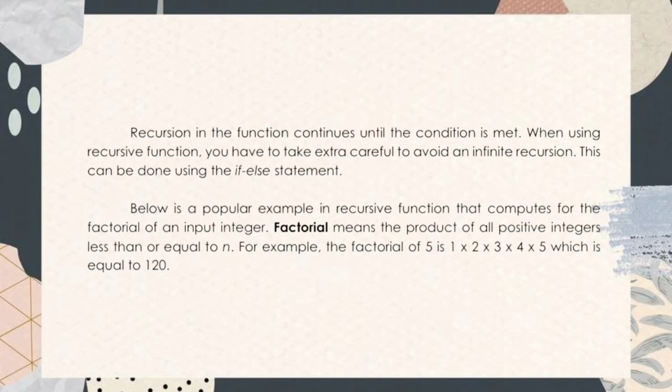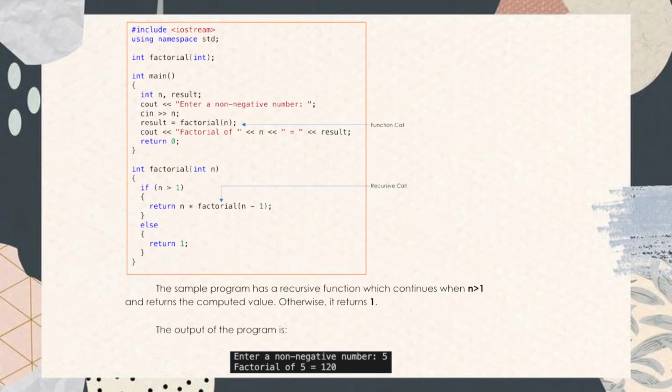Below is a popular example of a recursive function that computes the factorial of an input integer. Factorial means the product of all positive integers less than or equal to n. For example, the factorial of 5 is 1 times 2 times 3 times 4 times 5, which is equal to 120. The sample program has a recursive function which continues when n is greater than 1 and returns the computed value, otherwise it returns 1.